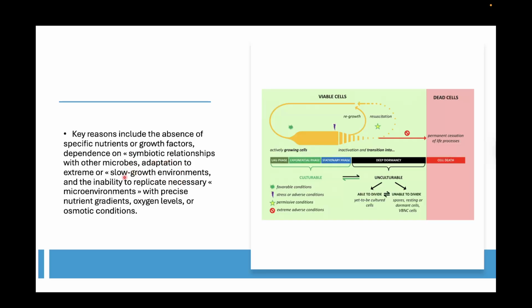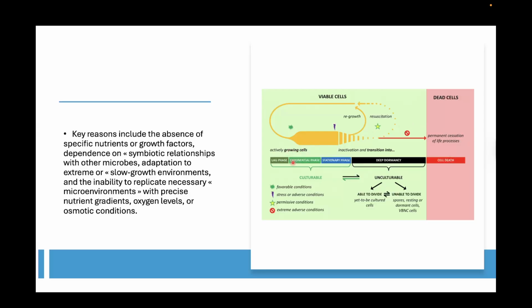They adapt very slowly to slow growth environments, extreme conditions, and there is an inability to replicate necessary micro environments. So we cannot exactly replicate the micro environment of the microbe. That is why the microbe is not able to grow, with precise nutrient gradients, oxygen levels and osmotic conditions which exist in the wild. And also there is a ratio of viable and dead cells.